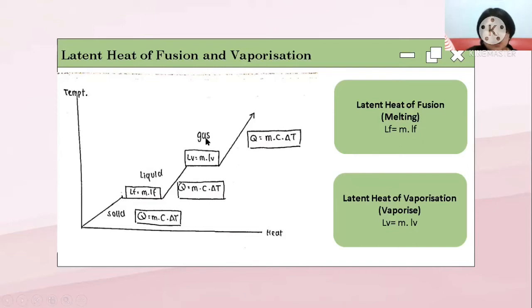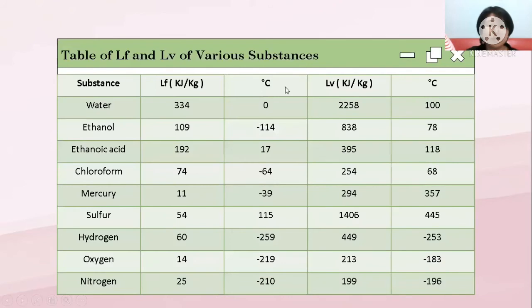Now, these two are similar, but also different at the same time. So please remember these 2 formulas. Now, here is a table of L_F and L_V of various substances. And see this number, it may look small, but remember, this is in kJ. That means if we want to turn it into simply J, we have to add another 3 zeros over here. And this is basically the melting point and the vaporizing point.